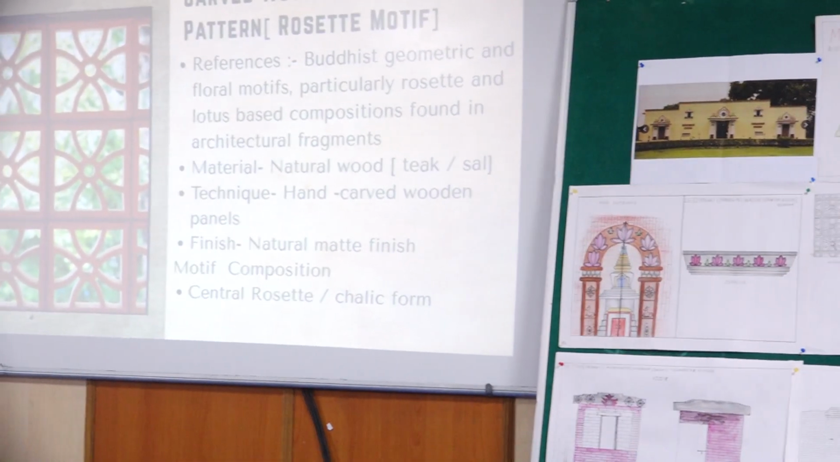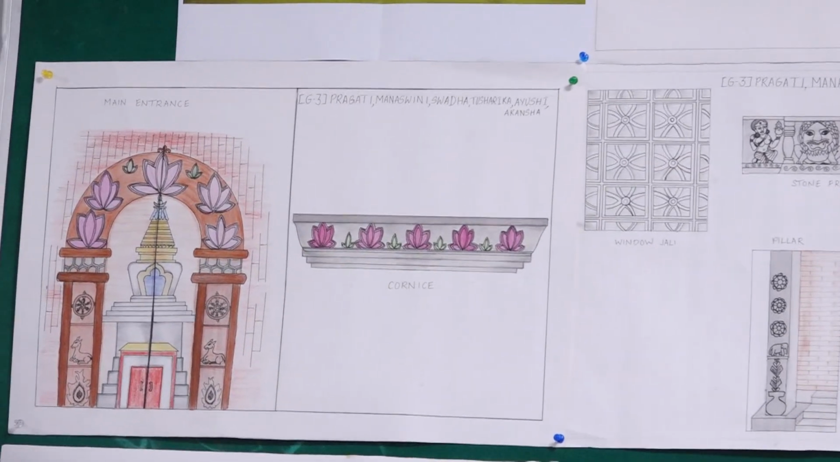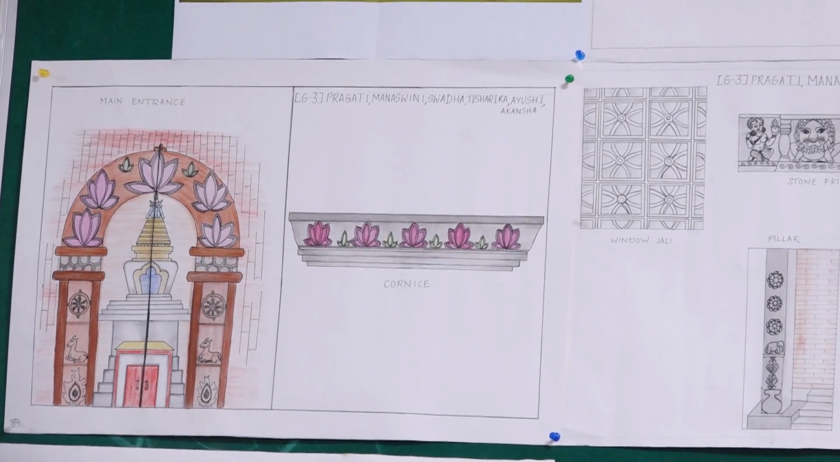It references Buddhist geometric and floral motifs, particularly rosette and lotus, based on compositions found in architectural fragments. Material used here is natural wood, with motifs interpreted as stylized lotus and a symbolic wheel in a square framing grid. Each unit is framed within a square module, which reflects discipline and monastic order. Repetition creates continuity across the facade. Using the motif as a window allows symbolism to be experienced daily, avoids overt religious iconography, and maintains the academic character of the museum. This is the window pattern that we made.